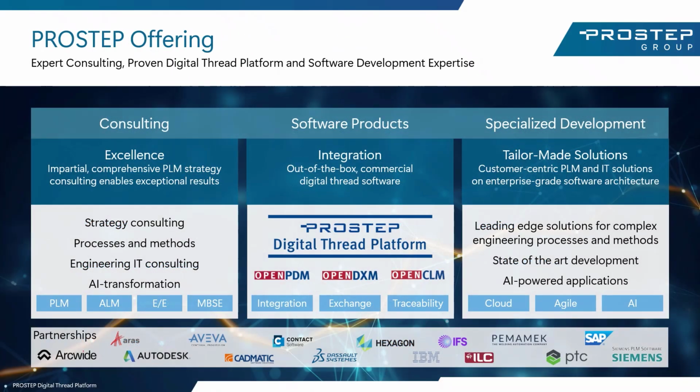PROSTEP offers what we call our three pillars. On the left-hand side, consulting, including strategic consulting, processes and method consulting, AI transformation, engineering, IT consulting. On the right-hand side, specialized development. That's large-scale, enterprise-grade software architecture and implementation consulting. So if there are special needs for large customers and they have large projects for that, we can help with that.